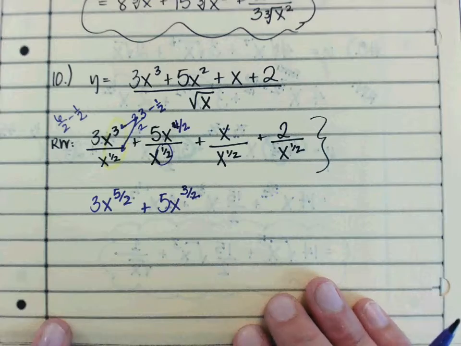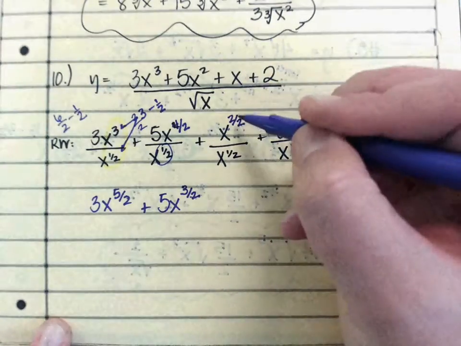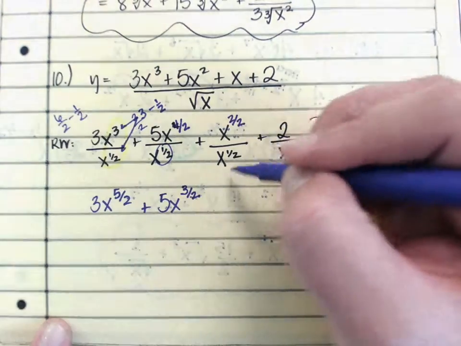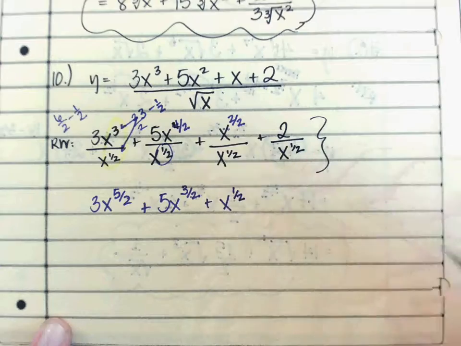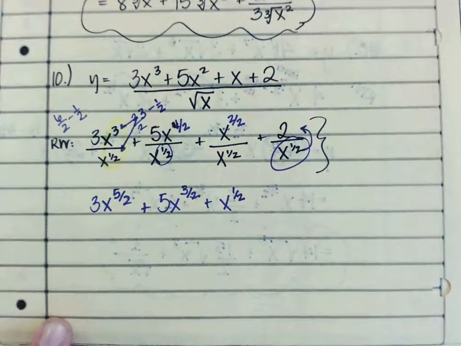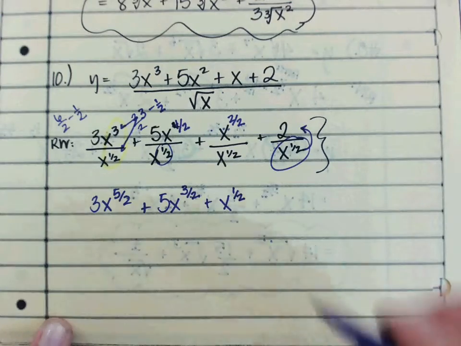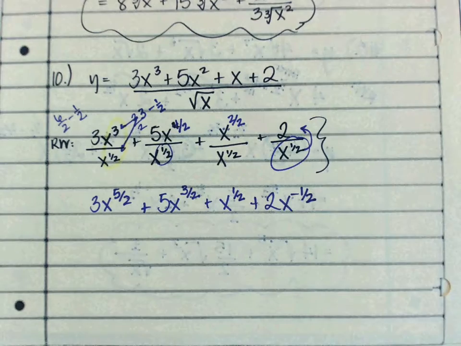Now, my next x is to the 1. That's like 2 halves. So if I have 2 halves on top, canceling 1 half off the bottom, what's left over? x to the 1 half. And then for my last term, x to the half is on the bottom. I'm going to bring it up, and my 1 half will now be negative 1 half. Very good.